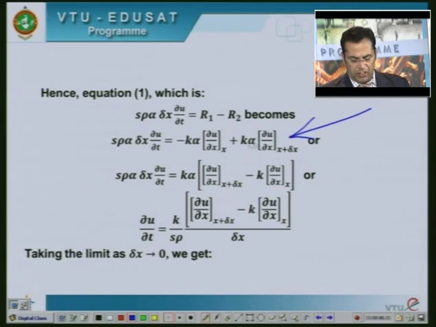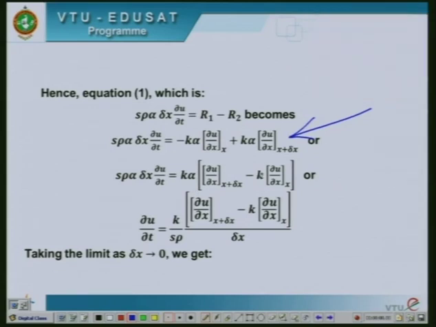So, you get k alpha, k and alpha are constants, dou u by dou x at x plus delta x minus dou u by dou x at x. So, what we do here, take this k and alpha common and write it in reverse order. Shifting s rho alpha and delta x to the denominator, you get dou u by dou t equal to k by s rho into dou u by dou x at x plus delta x minus dou u by dou x at x, divided by delta x.